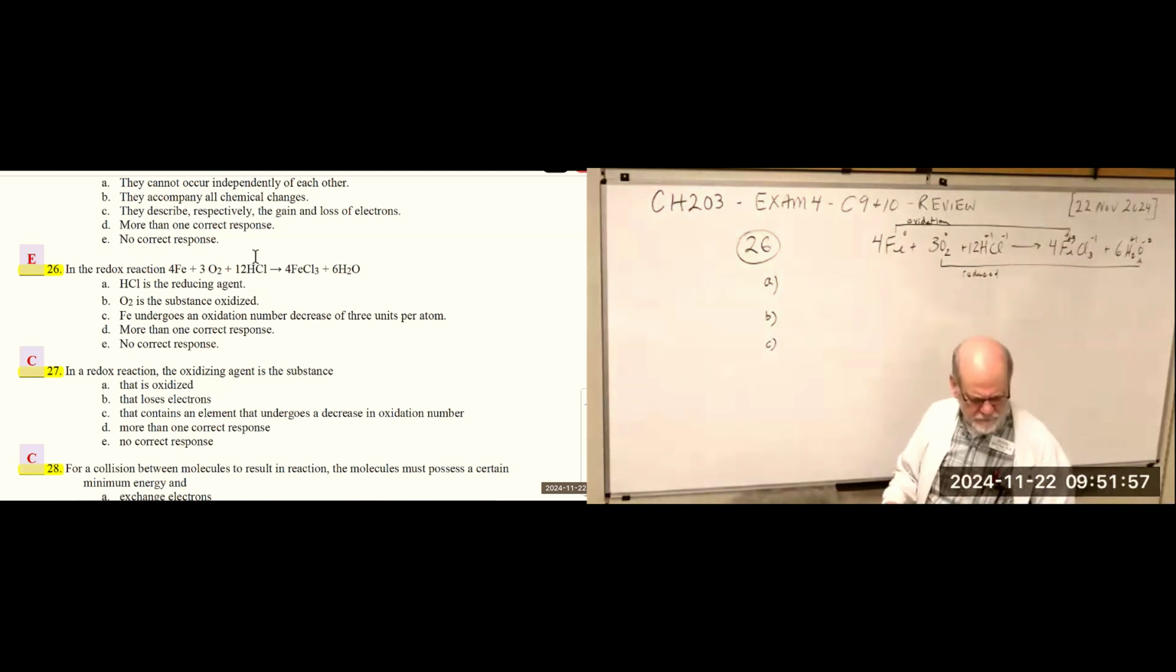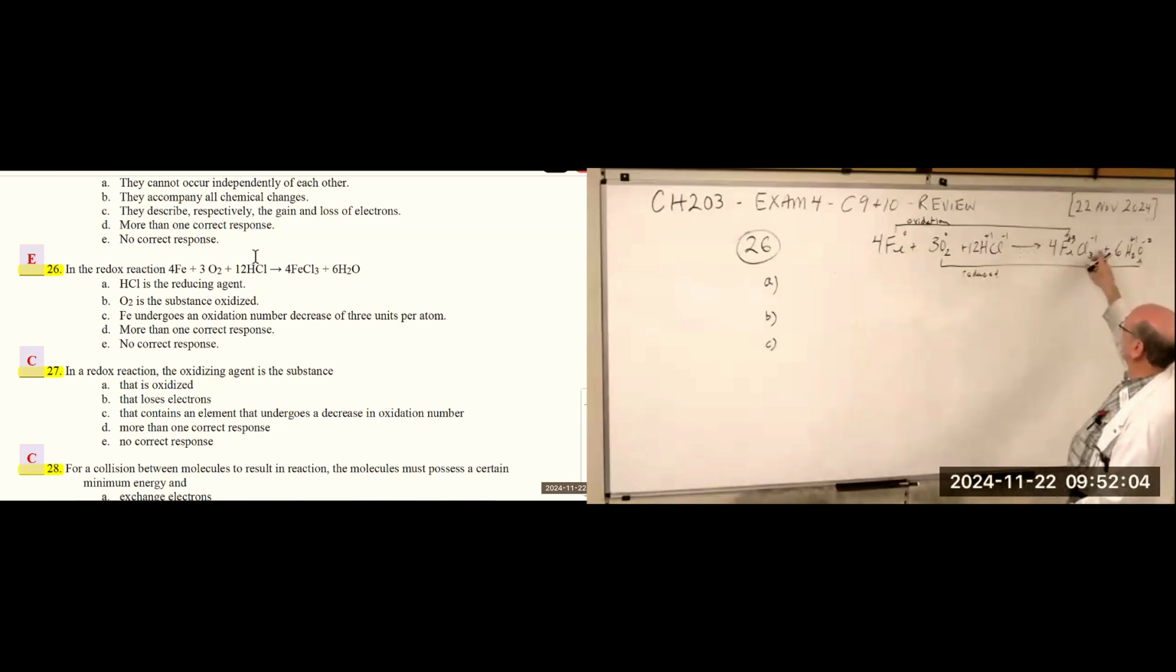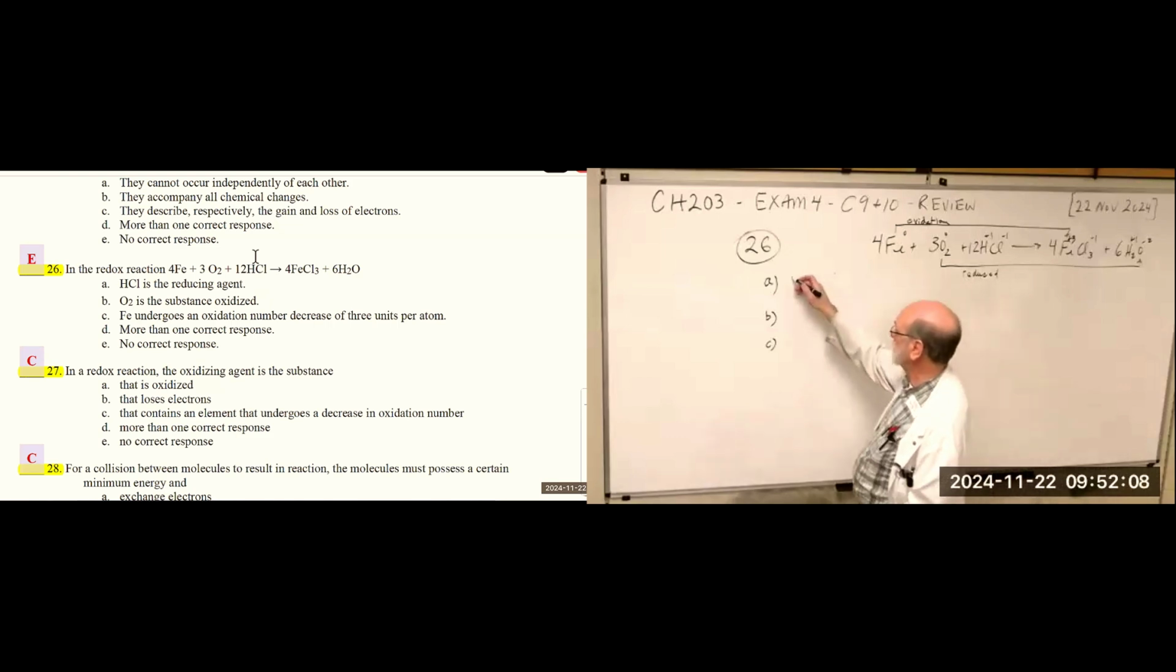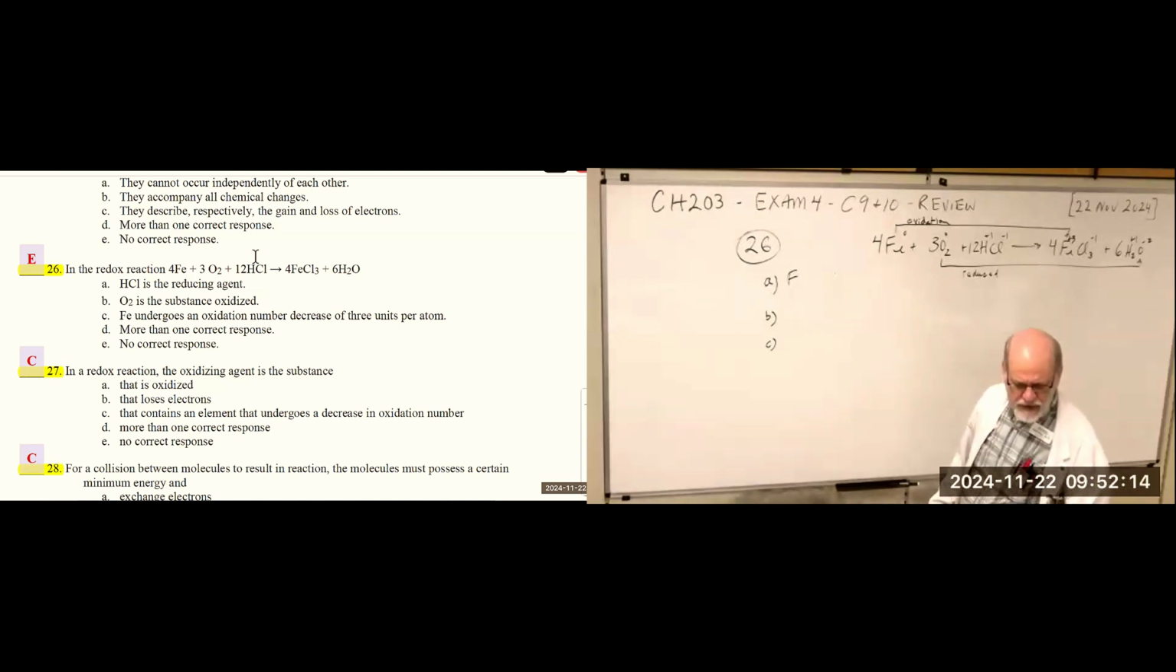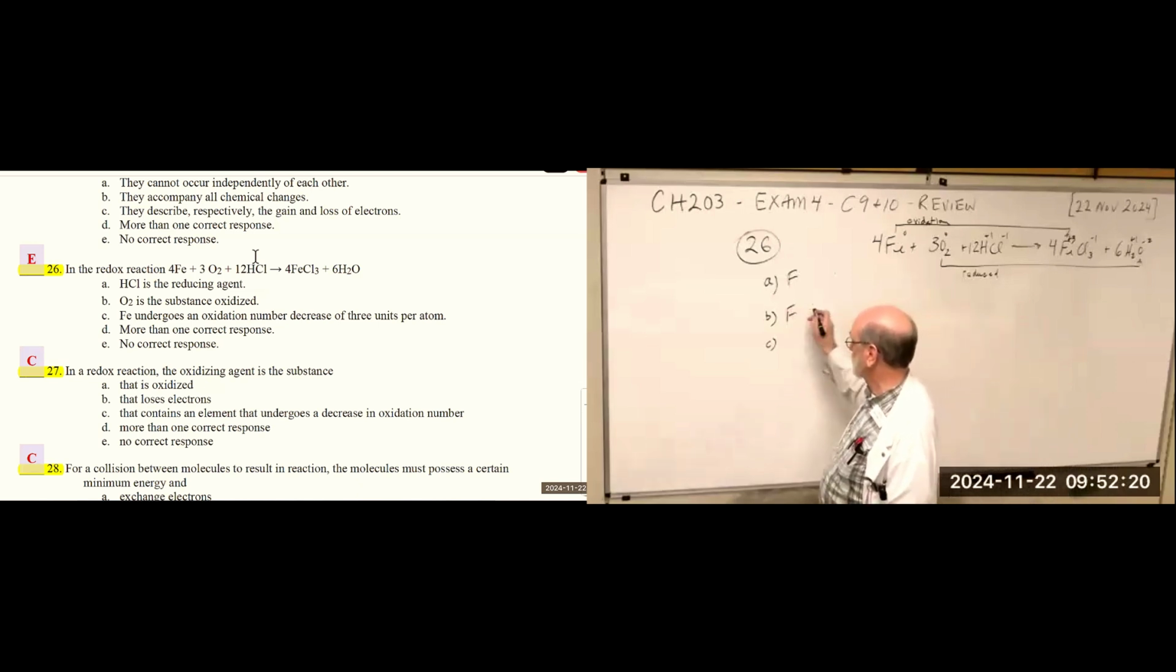Let's see what the questions are. HCl is a reducing agent. HCl doesn't do anything. -1, -1, +1, +1. So A is false, because hydrogen chloride doesn't do anything. Oxygen is a substance oxidized. No, it's the substance reduced. Right, so that one's false.